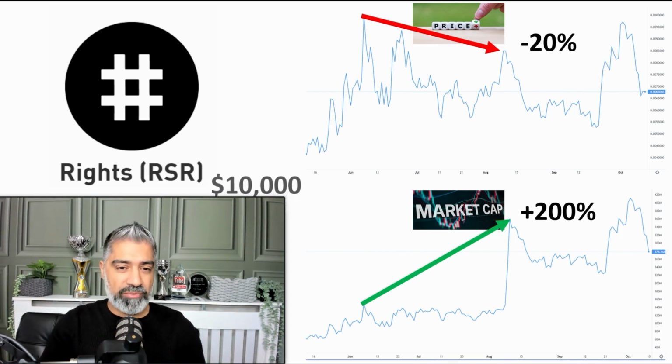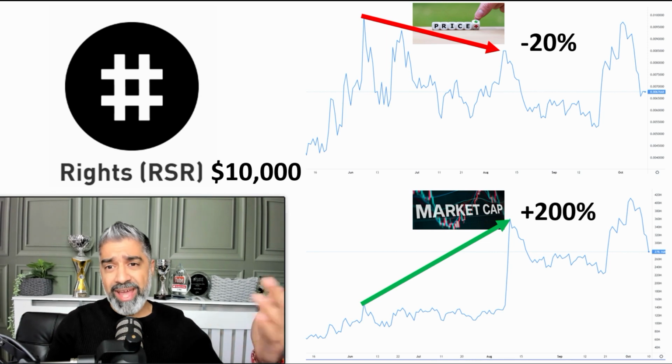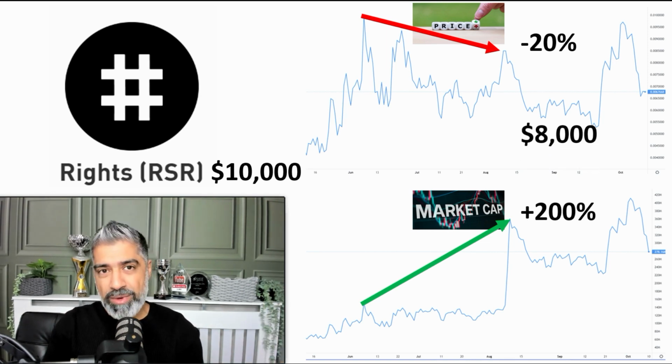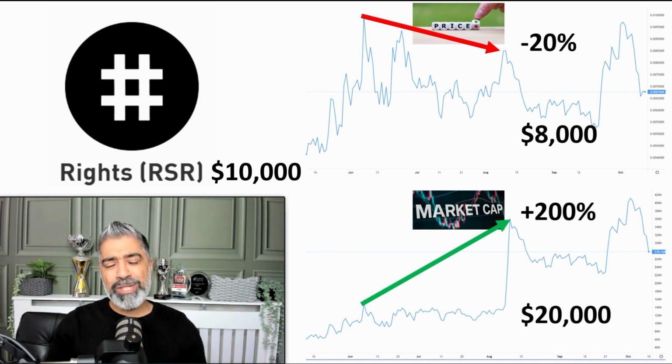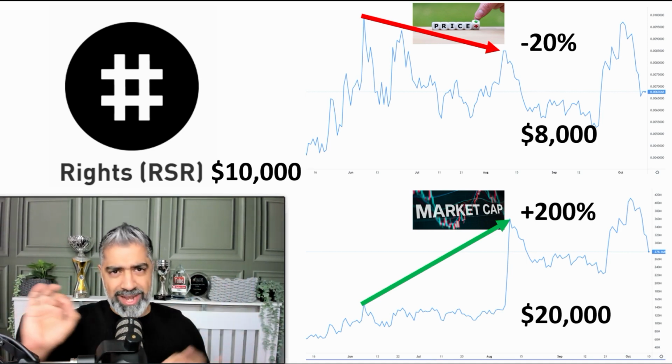So let's just take an example, right? If you don't know this information. If you had $10,000 worth of Reserve Rights token, RSR, and with the red arrow, 20% down means your $10,000 is now worth $8,000. But the project has increased in value and market capitalization by 200%. So really, it should be 20 grand. It should be 2x up, 200% up. And this is the key thing that you really want to know when you're looking at the market.